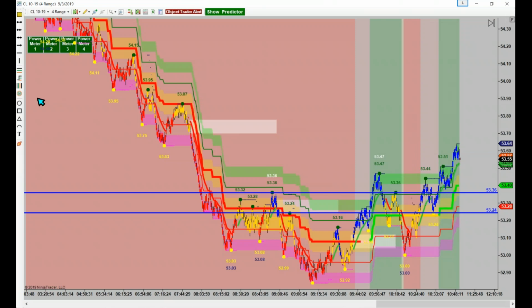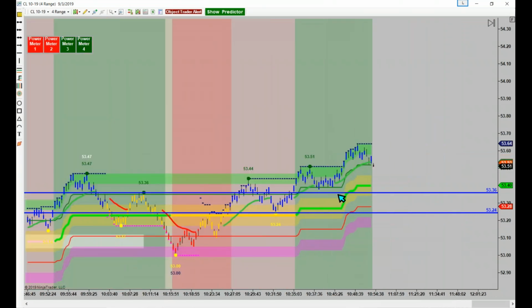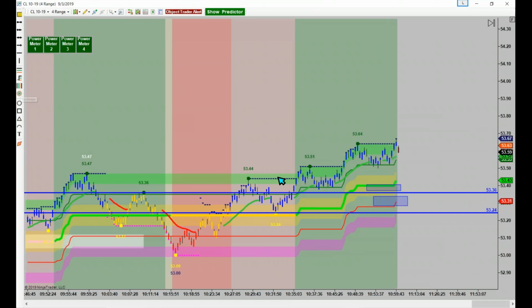So I draw a line. Let's see if we can get in a little sweet spot. We're going to say, okay, we've got support right here. So this is a little sweet spot for me. This is a little sweet spot for me. And this is even a little sweet spot for me. But I'm going to have to be convinced of it heading one way or the other before I take it.